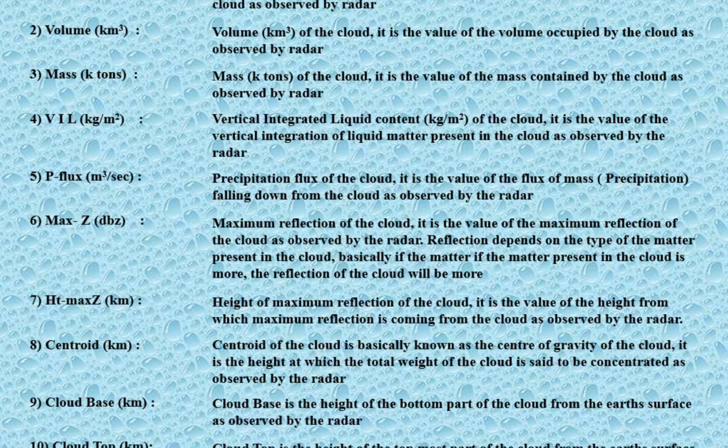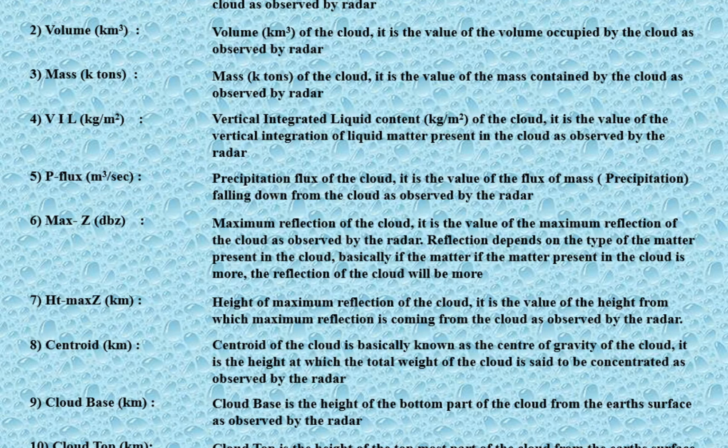Then comes VIL. VIL is the abbreviation of vertical integrated liquid content of the cloud. It is measured in kilogram per meter square. It is the value of the vertical integration of liquid matter present in the cloud as observed by the radar. Next is P flux. P stands for precipitation. So it is the precipitation flux of the cloud, measured in cubic meter per second. It is the value of the flux of the mass which is precipitation falling down from the cloud as observed by the radar.